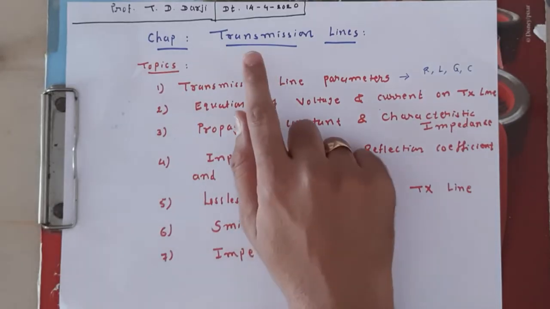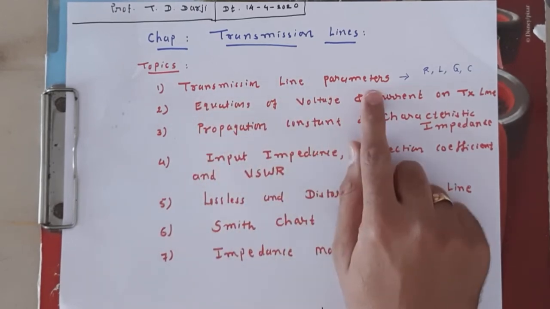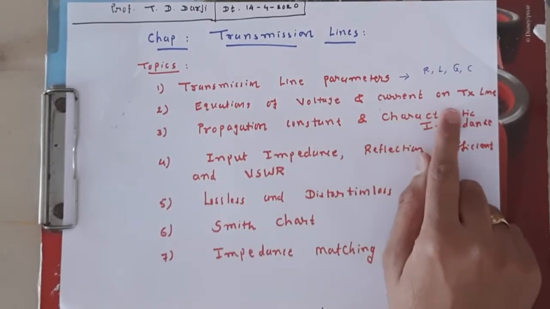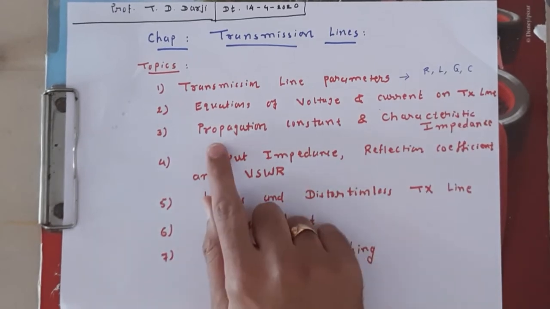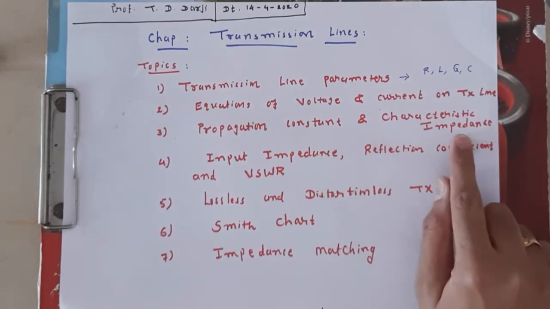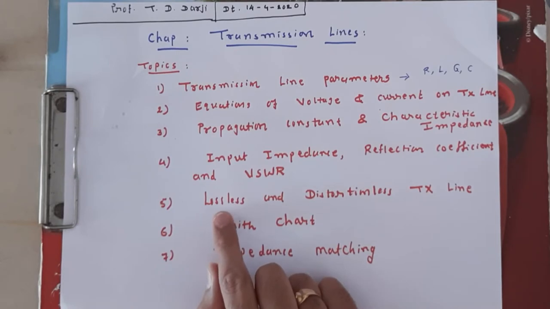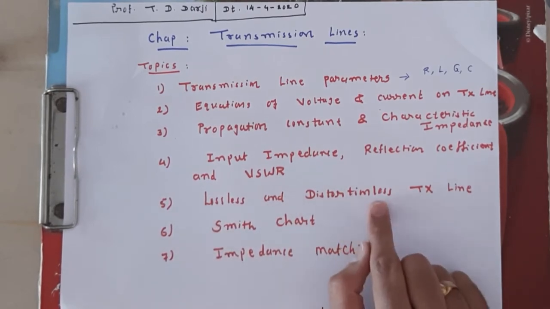Hello, we start the chapter on transmission line and we have finished these topics: transmission line parameters, and the equation of voltage and current on a transmission line. Then we also derived the equation of propagation constant and the characteristic impedance of a transmission line. We also discussed the difference between lossless transmission line and distortionless transmission line.